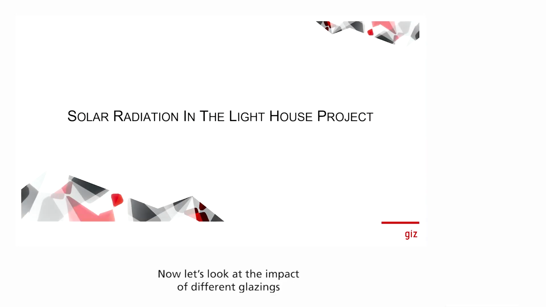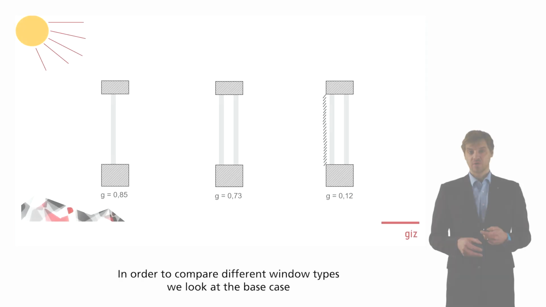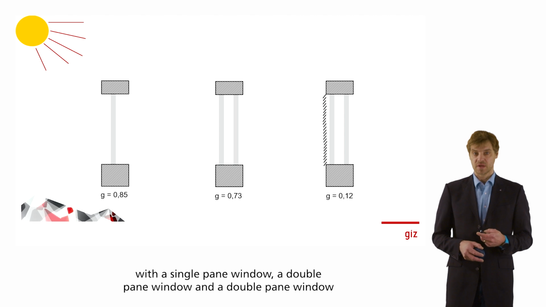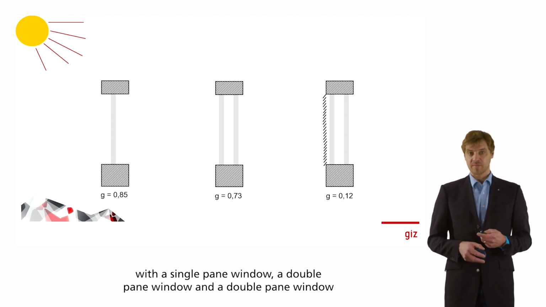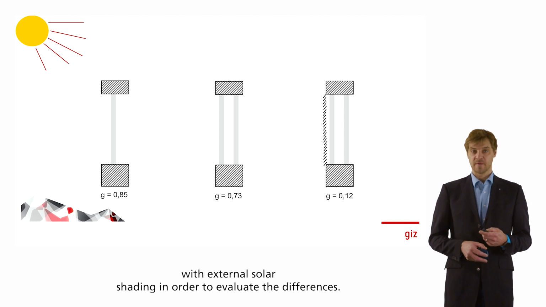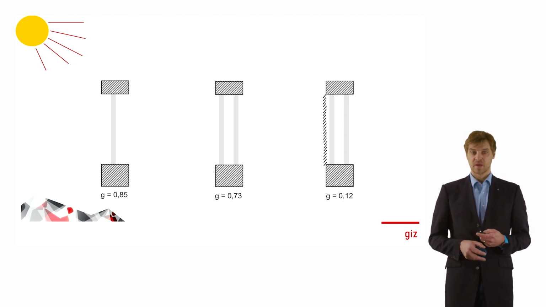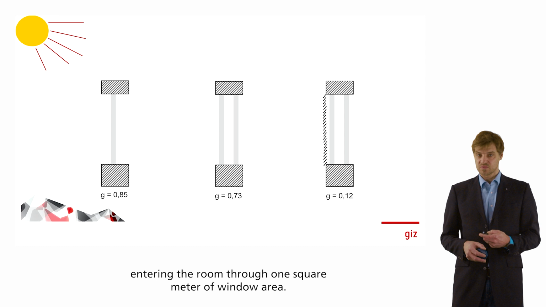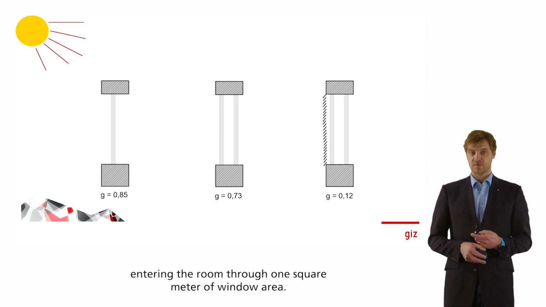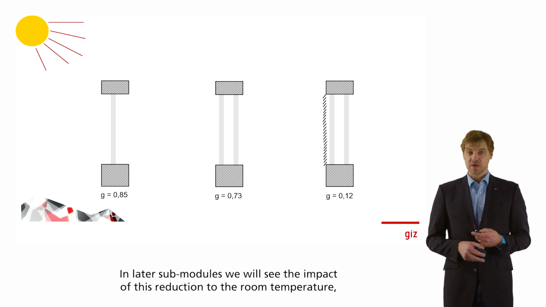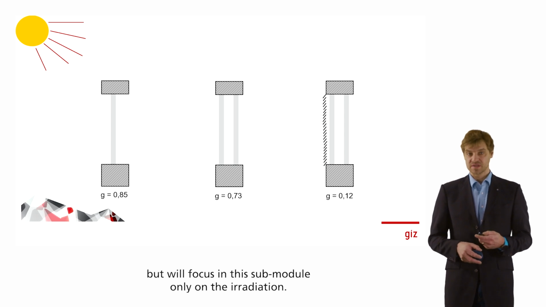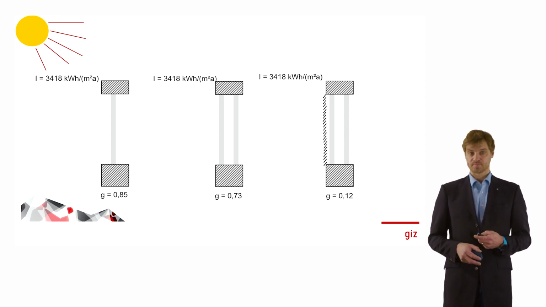Now let's look at the impact of different glazings on the lighthouse project in Ranchi. In order to compare different window types, we look at the base case with a single pane window, a double pane window, and a double pane window with external solar shading in order to evaluate the differences. The evaluation will be done by comparison of the solar radiation entering the room through 1 square meter of the window area. In later submodules, we will see the impact of the reduction of the room temperature, but will focus in this submodule only on the irradiation.